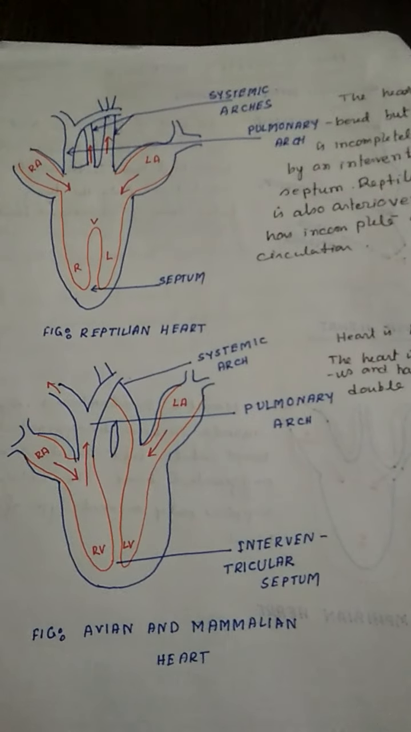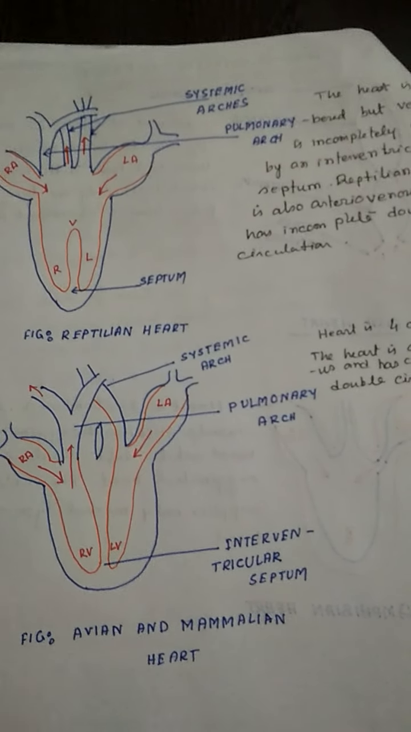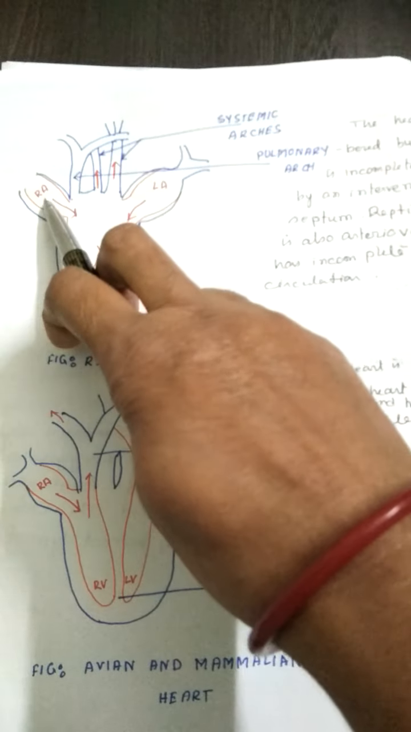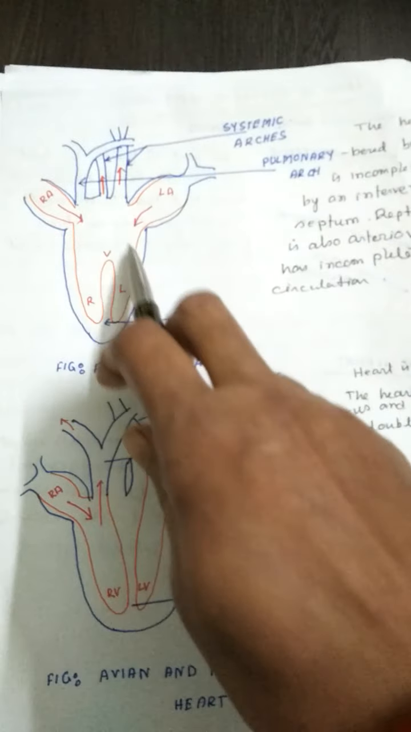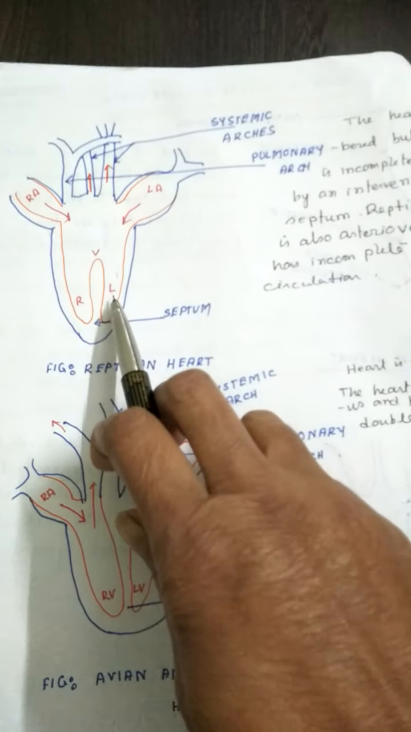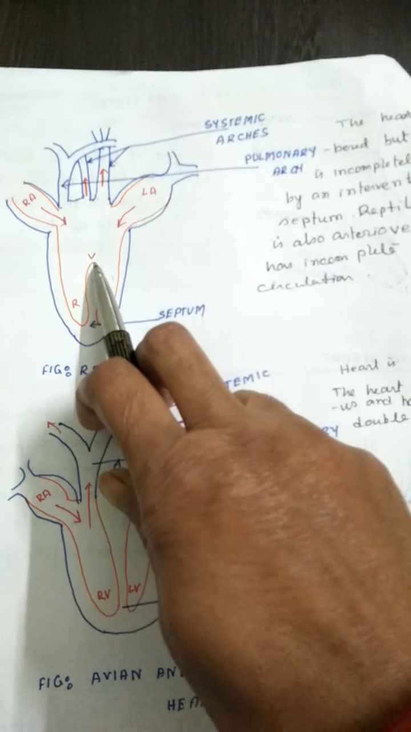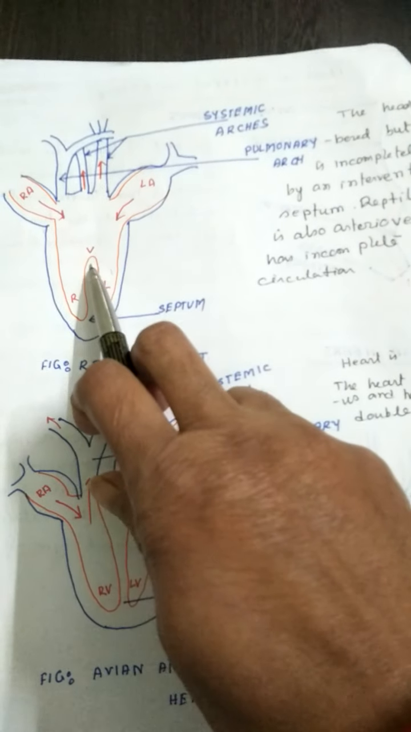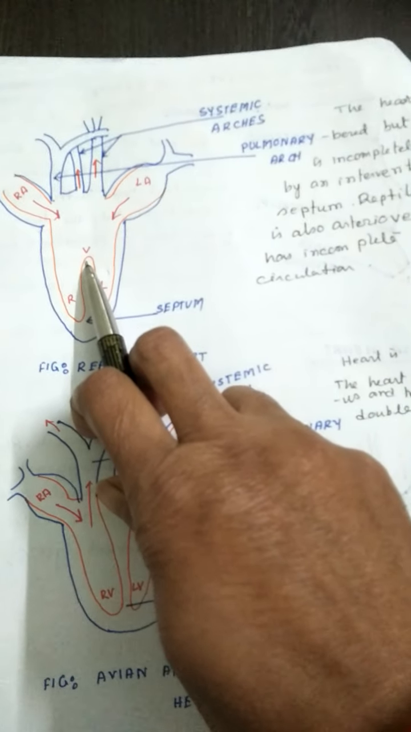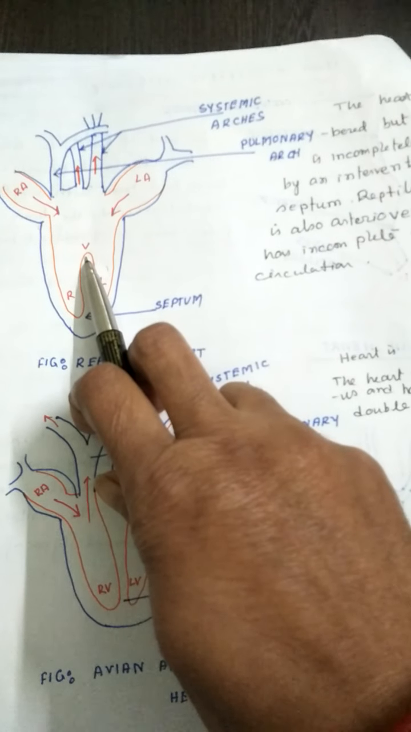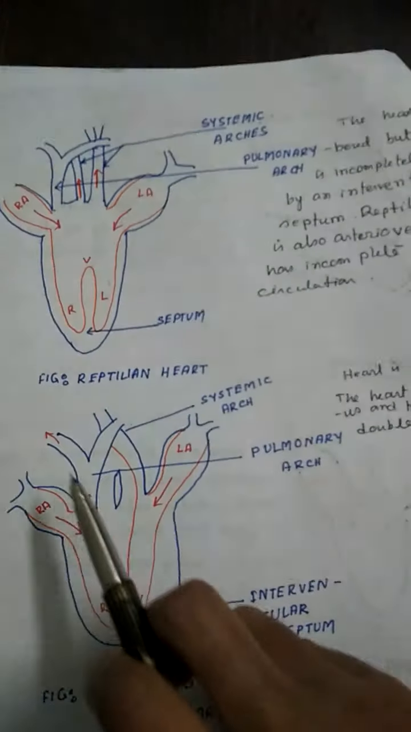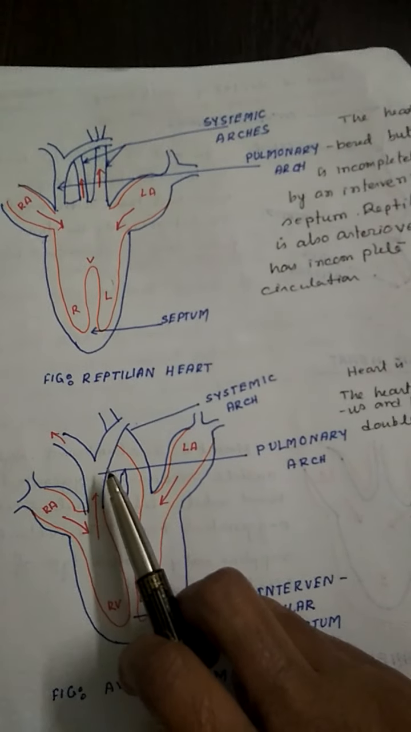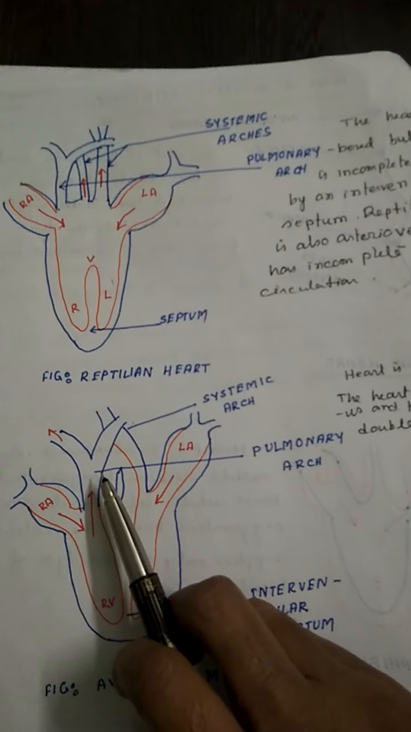Now the next one is the reptilian heart. In most reptiles the heart is three chambered as usual, that is right auricle, left auricle, and this one is the ventricle. But the ventricle is incompletely divided, up to half it is divided, and an interventricular septum is present. Reptilian heart is also known as atriovenous and has incomplete double circulation, and the heart is four chambered in the case of crocodile, alligator and gharial.